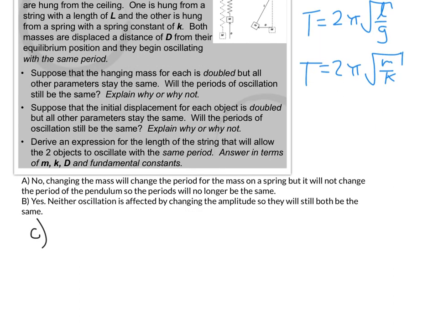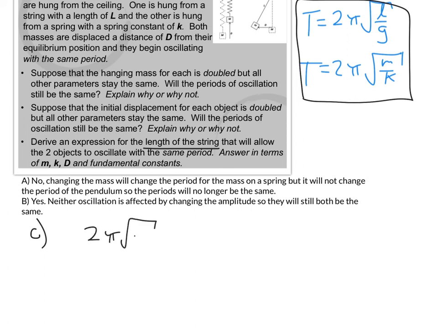All right, so for part C, we want to know an expression for the length of the string that will allow the two objects to oscillate with the same period. So I'm going to take these two expressions for period that we had above and set them equal to each other. So I'm going to say 2 pi times the square root of L over g, the period for the pendulum, equals 2 pi times the square root of m over k, which is the period for the mass on the spring. We can see here two things happen. First of all, we can get rid of the 2 pi's, and then we can actually square both sides to get rid of the square roots.